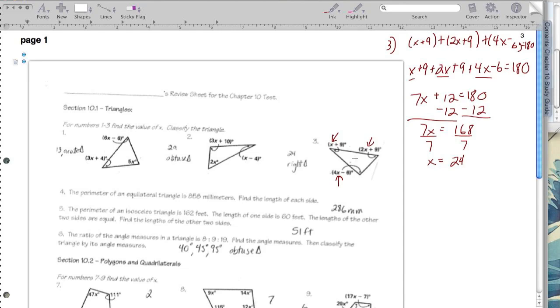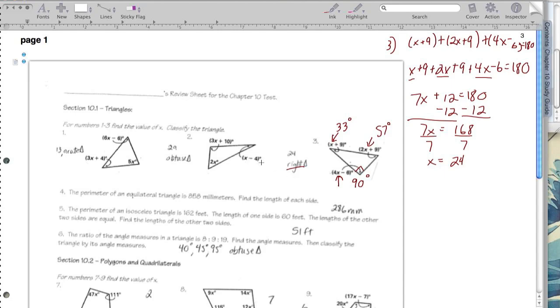And when I do that, 24 plus 9, I get 33 degrees. I could do 2 times 24 plus 9. It's going to give me 57 degrees. And this is 4 times 24 minus 6, which is going to give me 90 degrees. So we have a right angle. And you can see that sometimes it's not as obvious, so don't just assume that it's a 90-degree angle unless you can actually substitute it and prove it, and then you can label it that way.